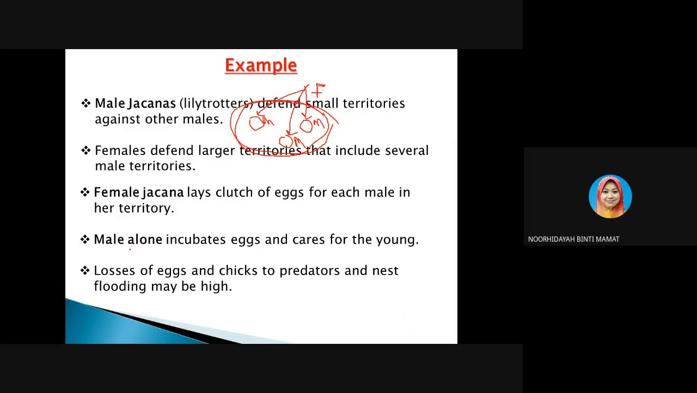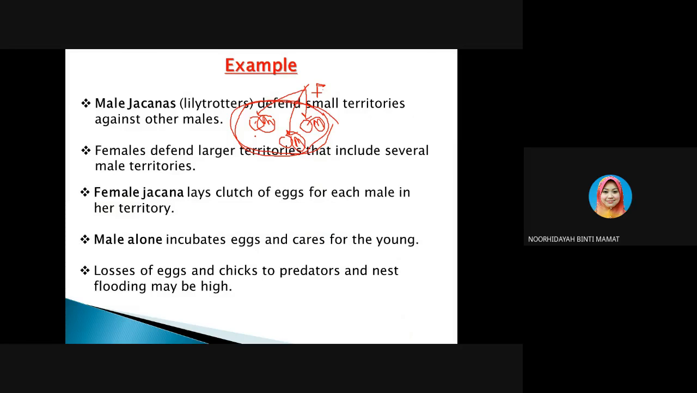Okay, so the male alone will incubate the eggs and care for the young. This male will incubate their own eggs and care for their own young. Okay, so the losses of the eggs and chicks to predator and nest flooding may be high.